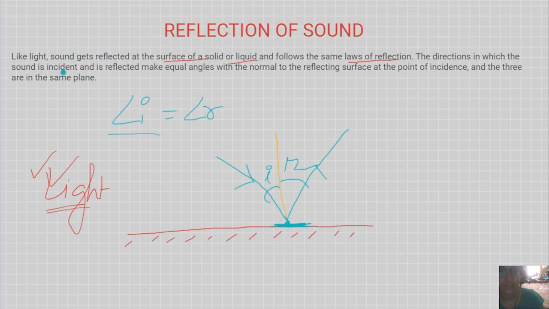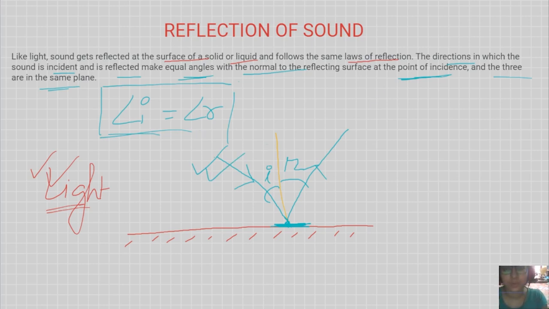So the sound is incident. So here, when we talk about sound, what they are writing is that the directions in which the sound is incident and is reflected make equal angles with the normal to the reflecting surface at the point of incidence, and the three are in the same plane. So it means that it is the same as the law of reflection of light, that angle I equals angle R, and all the three are in the same plane.